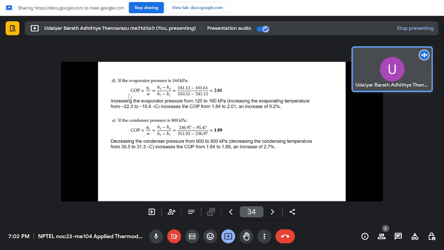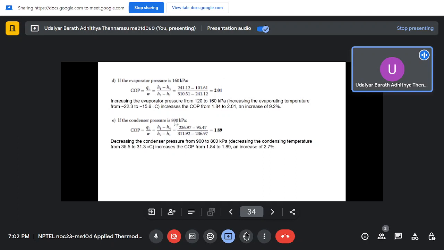So increasing the evaporator pressure from 140 to 160 kilopascal increases the evaporator temperature. Initially it was operating at minus 22.3. Now increasing the evaporator pressure to 160 kilopascal changes the evaporating temperature to minus 15.6. So evaporator temperature will go up, but COP will also go up, from 1.84 to 2.01, which is an increase of 9.2%.